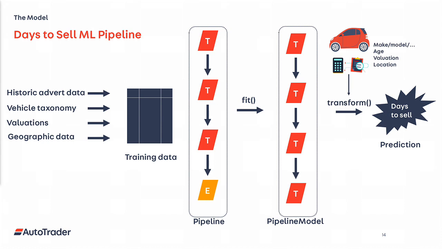So for the data to solve model, I'm not going to go into the exact details of how it works, but first of all, we have to assemble some training data, and that training data contains things like historic advert data. You saw we've got visibility of about 450,000 vehicles at any one time. Every single day on the UK market, there's about 20,000 vehicles being added or removed, so that data is constantly shifting. Then vehicle taxonomy, which is data about the types of vehicle that are available on the market.